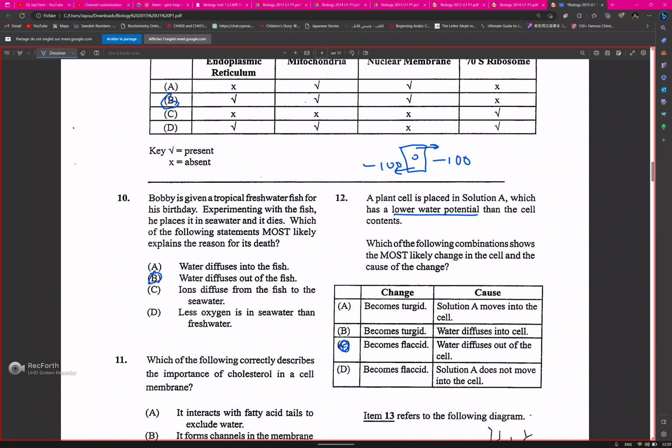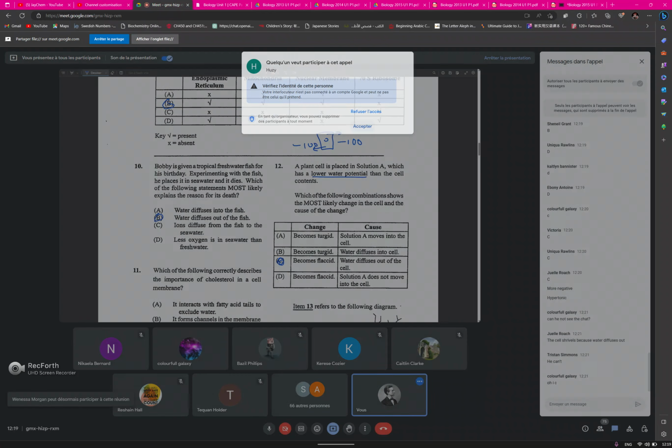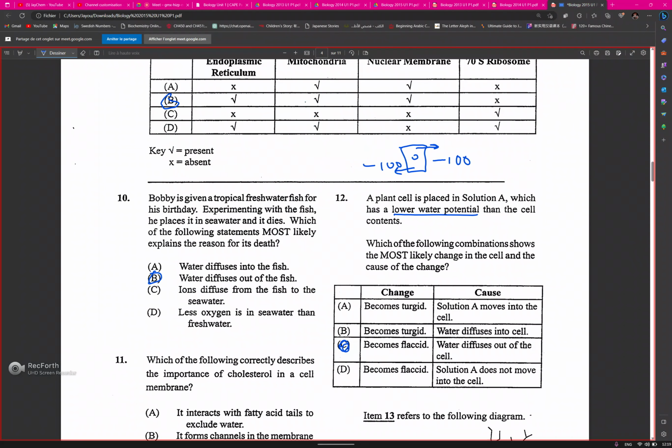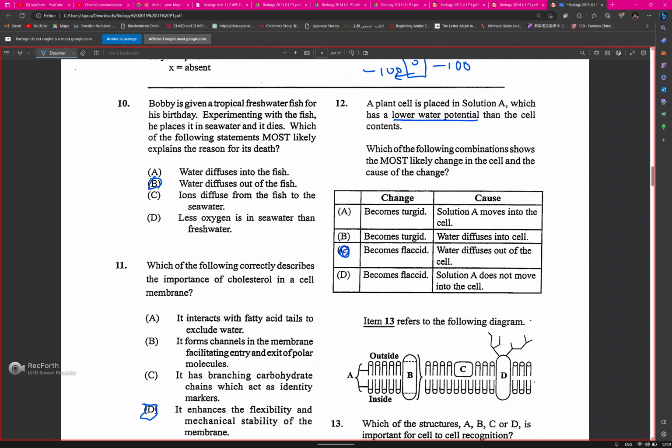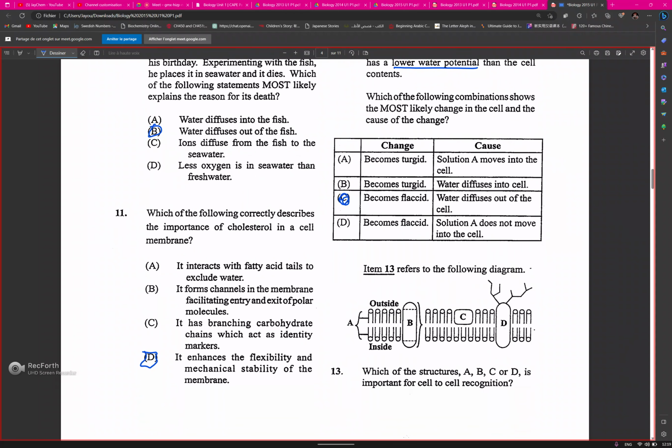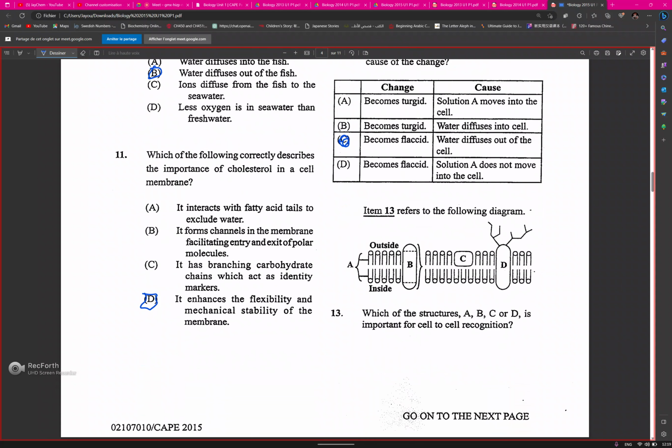There's another question like this where it says higher water potential. What would that answer be? It would have been B. The water is what moves, not the solution. So look carefully at what is moving, guys.